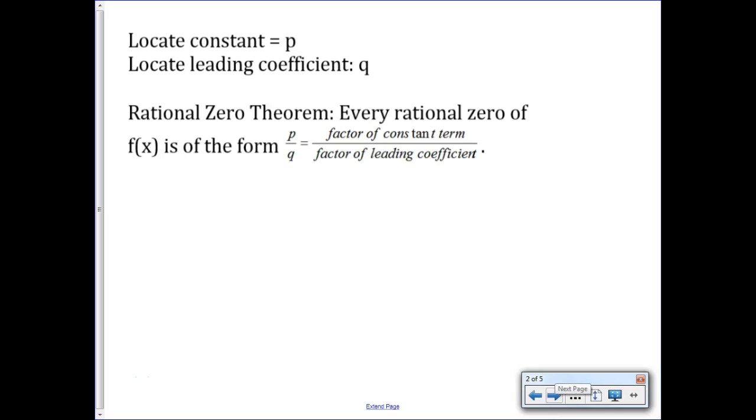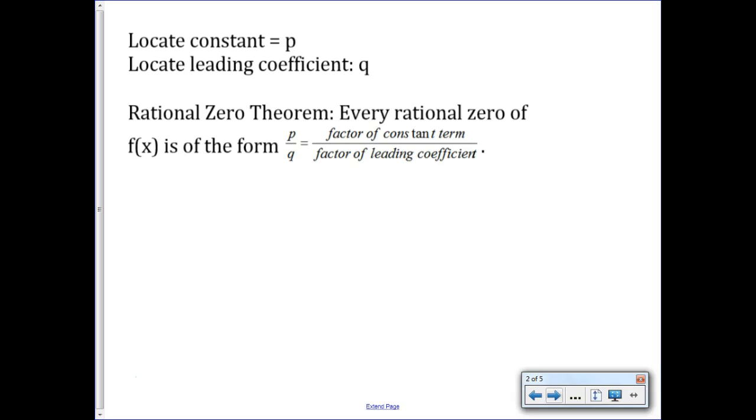So the method to finding those zeros is first to locate the constant. The constant is the number that's by itself. Typically, it's the last number when you're writing it in order by degree. Then locate the leading coefficient, so the number in front of the highest degree exponent. The rational zero theorem then says to do P over Q and find all of the factors of the constant term and all of the factors of that leading coefficient, and those are all of your options.